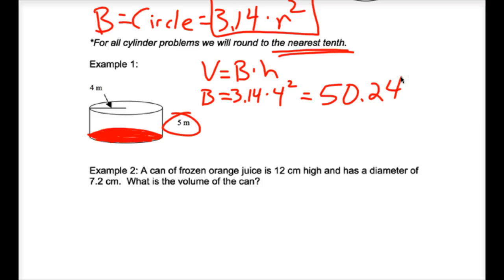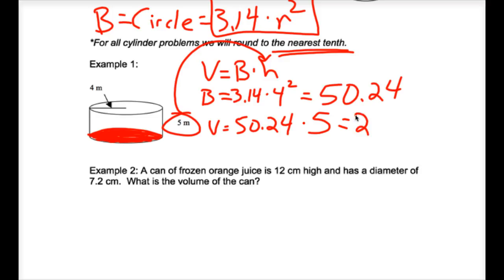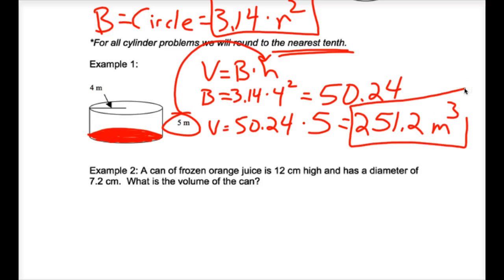How many people got 50.24? Leave it on your screen. Work smarter, not harder. Okay? Now we're going to go 50.24, because that's big B, times the 5. So if you left the 50.24 on your screen, hit times 5. Practice typing it in. 251.2. Label it, Matthew. Meters cubed. So that's the work you guys got to do there.